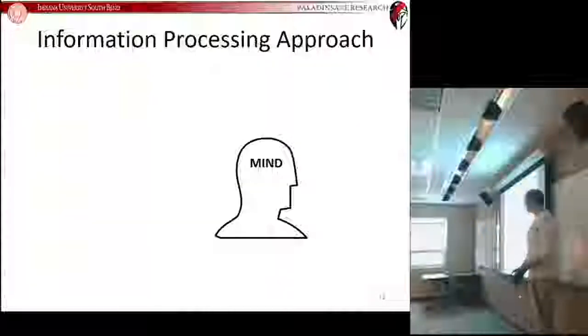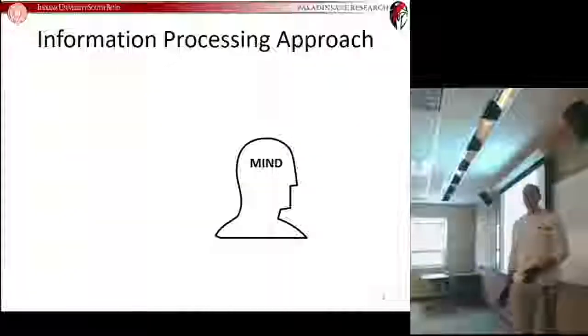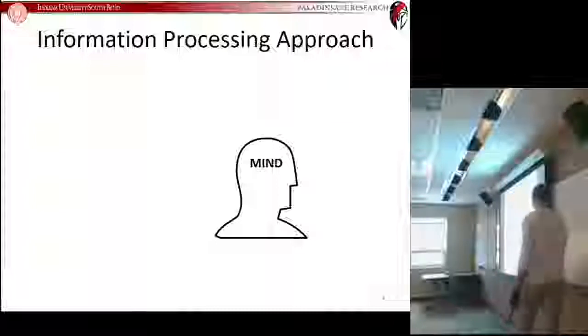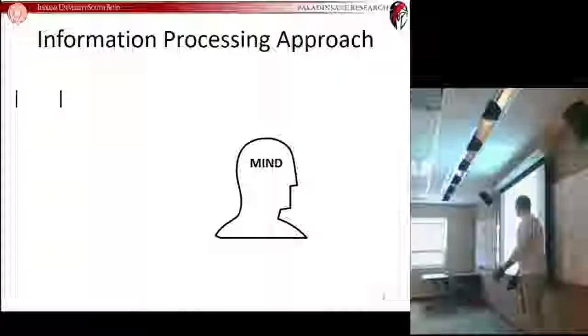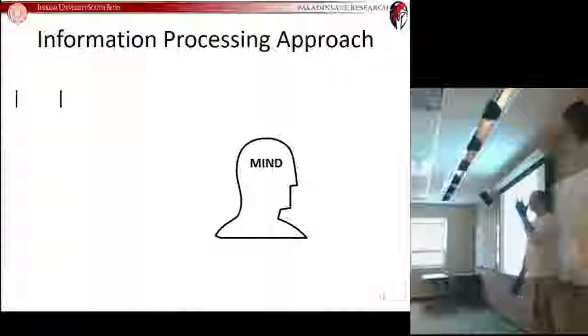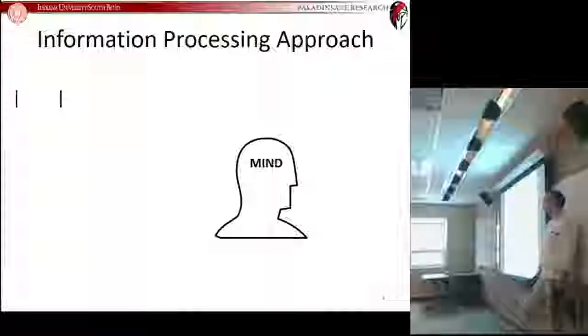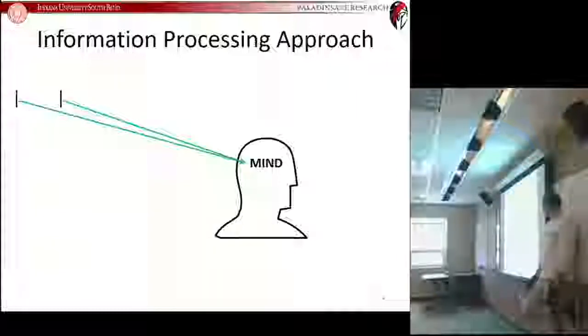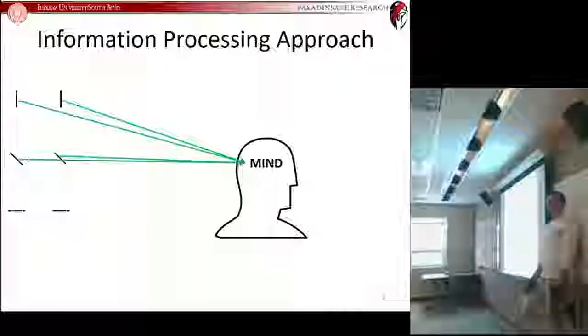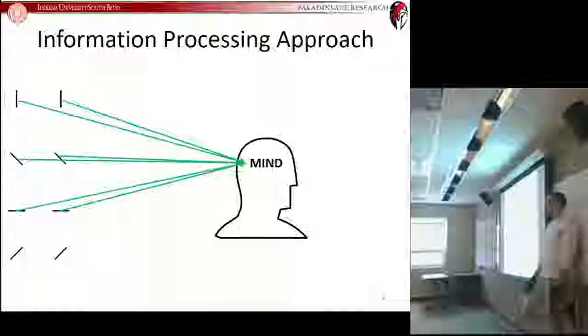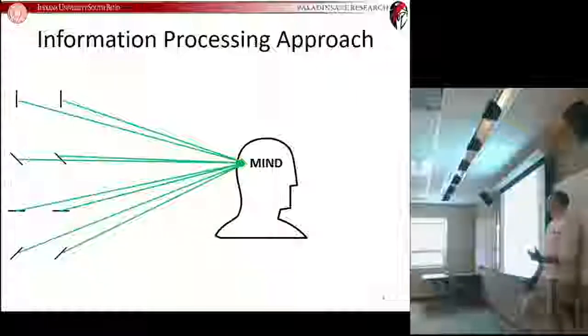So to give you an example, here we have a mind, and let's say that information starts coming into this mind. So we have information inputs coming in. We have two vertical lines coming in as inputs. And we have two diagonal lines coming in as inputs. And we have two horizontal lines coming in as inputs. And we have two other diagonal lines going the other way coming in as inputs. So that's the information being input into this mind.